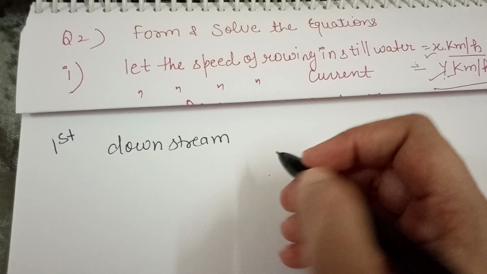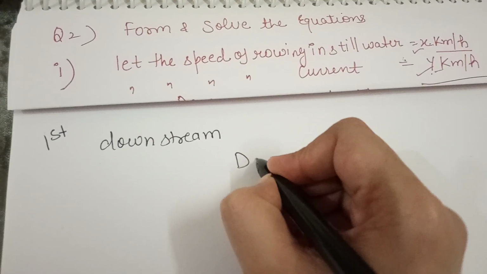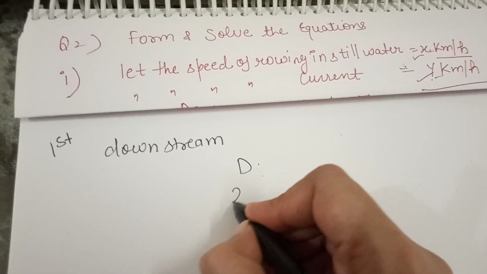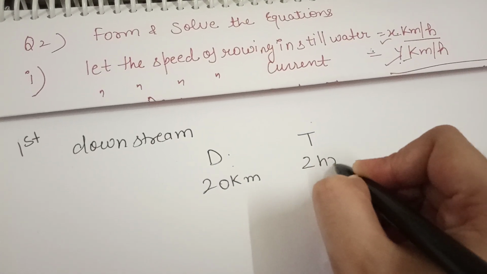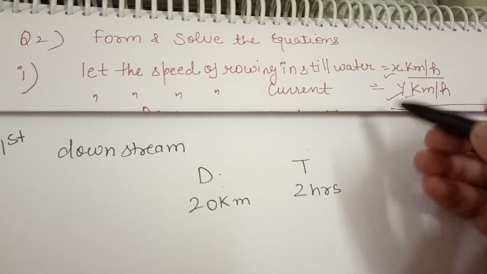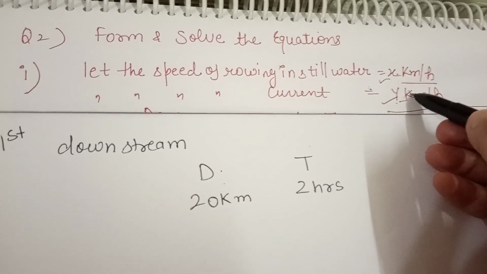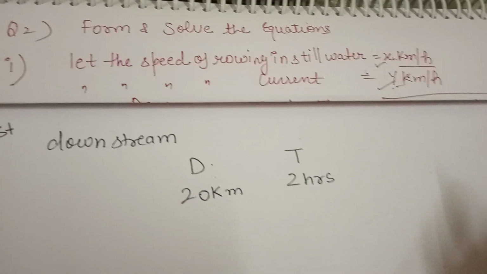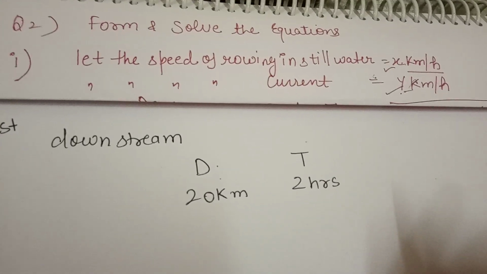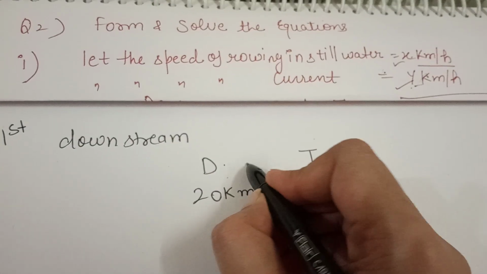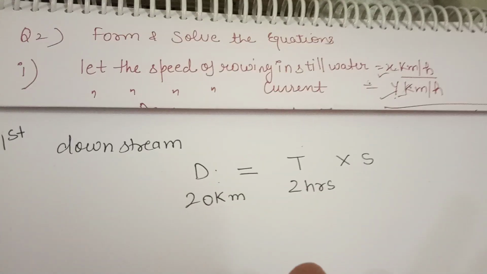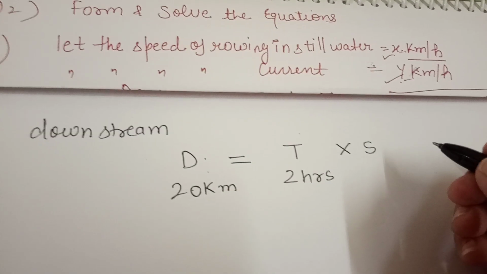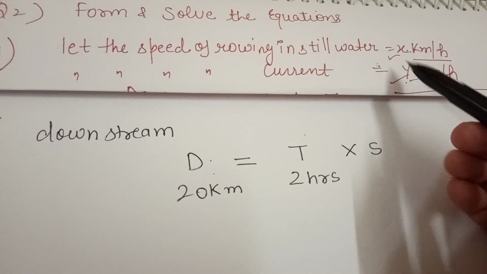So you will say see that what is given, distance is given. Distance is 20 kilometer, time is given 2 hours, and speed which we have let. So which relation we will apply here? We will apply the relation of distance, time and speed. So distance is always equal to time into speed. But now the matter is of speed. Which speed we will take?